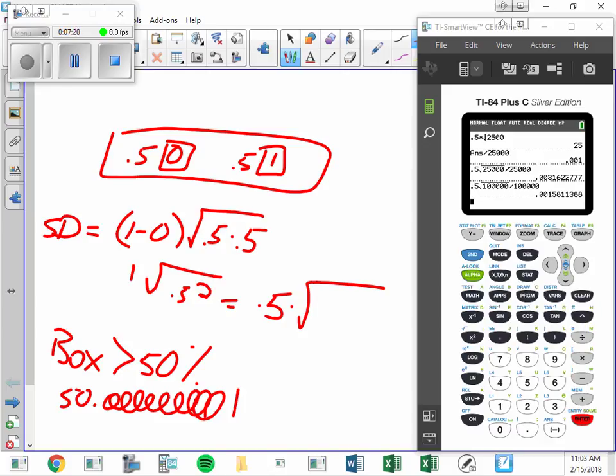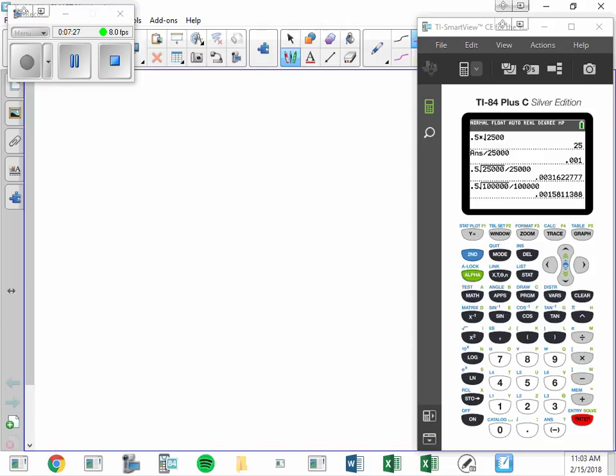So what do we need to do here? Let's build a box. What would we expect to be in the box?